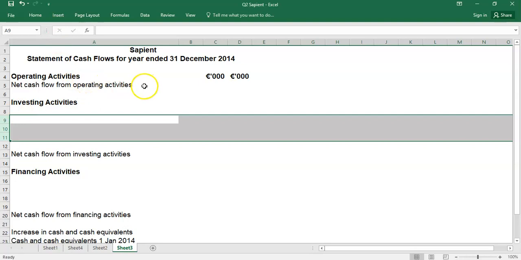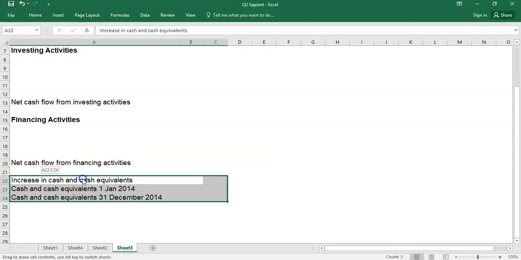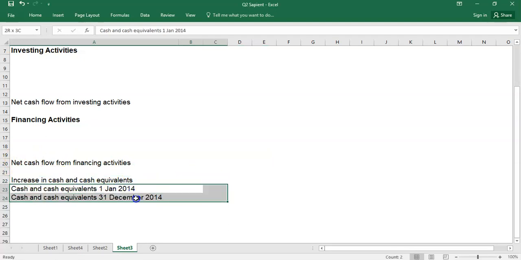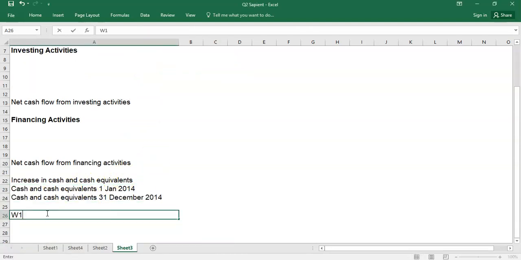And one of the key disclosure requirements in IAS 7 is you must do this at the end. What's the net increase or decrease in cash and cash equivalents? And then reconcile opening and closing balances. And we'll deal with that as well. Right, so that's always your starting point. Set out a template.